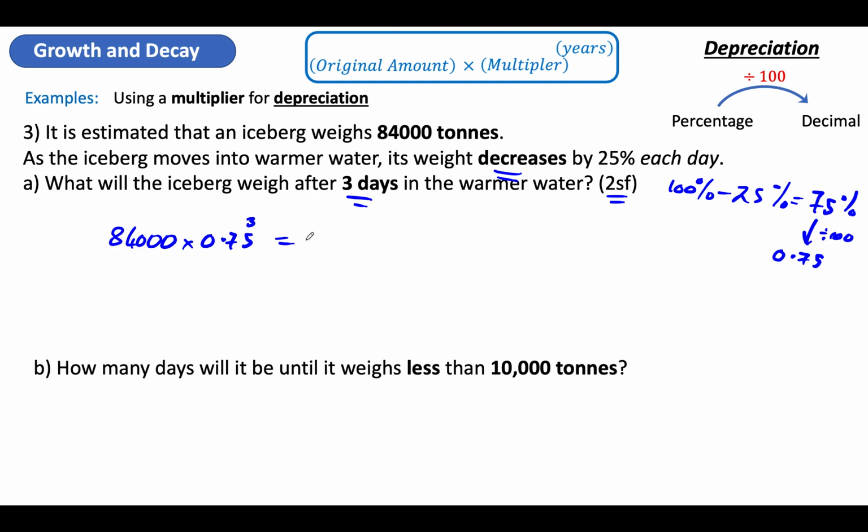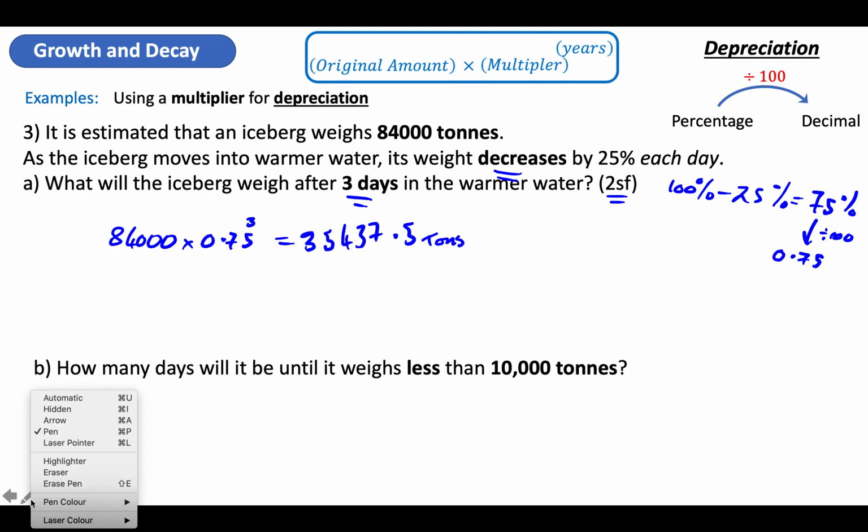84,000 times 0.75 to the power of 3, because it's happening over 3 days. We are left with 35,437.5 tons. Now it said to round it, let's just change colour, round it to two significant figures.